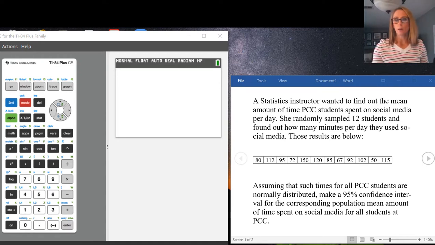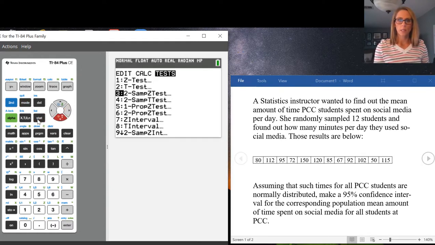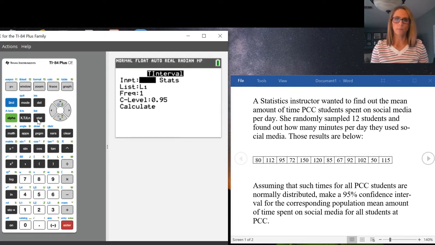To use t-interval, which is what we want to be using here because we do have a mean with a small sample, we go stat over to tests, and then we find t-interval. For me, that's number 8. So I'm going to press enter here.